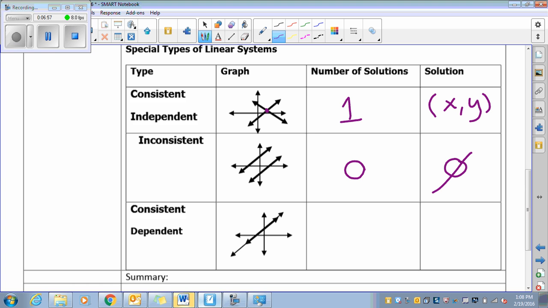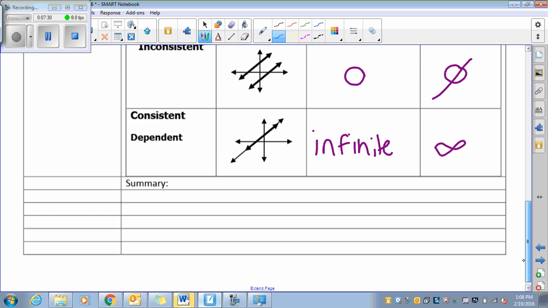Lastly, if you are graphing the same exact line, that type of linear system is called a consistent dependent linear system. In this case, you have infinite solutions, and you would write your solutions just as infinite. Alright, so again, if you have one solution, that's a consistent independent graph. If you have no solutions, parallel lines, that's inconsistent. And if you have the same line, that's consistent and dependent, and there are infinitely many solutions.